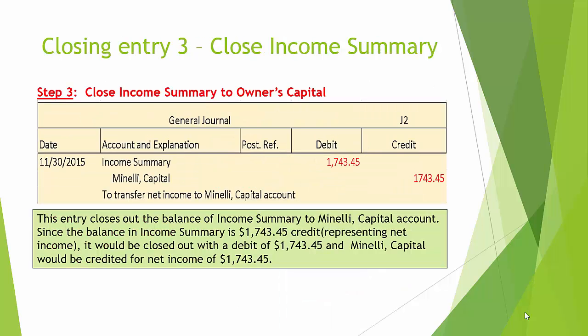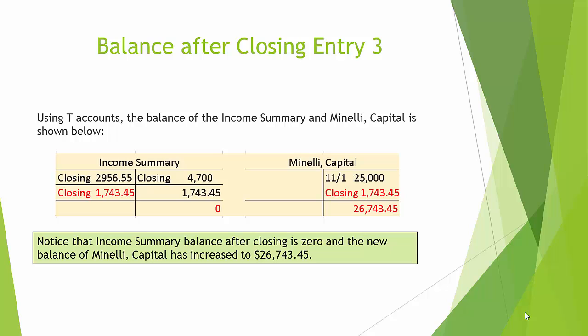Here's the entry to close the income summary balance, which we just discussed. We are going to debit income summary for $1,743.45 and credit Minelli Capital for $1,743.45. This credit will be adding net income to the capital account. As you can see from these T accounts, Minelli capital has now increased from $25,000 to $26,743.45, and income summary has now become 0.